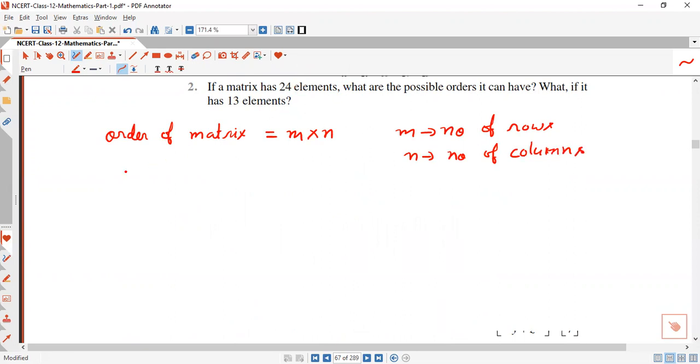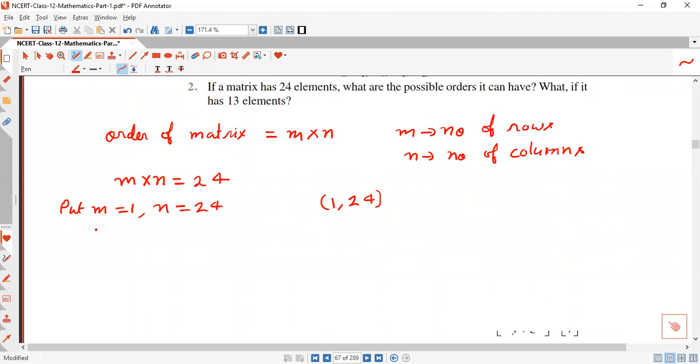Say 24 elements are there. It is given that m into n equals 24. Let's put m equal to 1. Then what does the value of n come out to? n comes out 24. So one order is 1 by 24: one row and 24 columns. This is one possible order of the matrix.